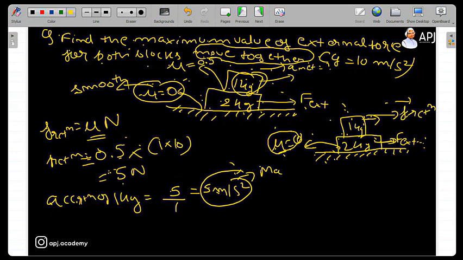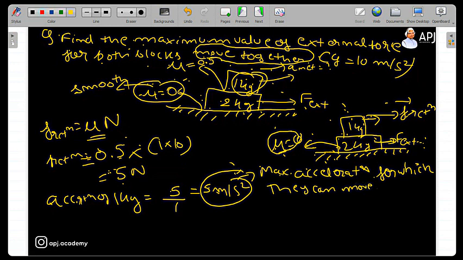Maximum acceleration for which they can move together.